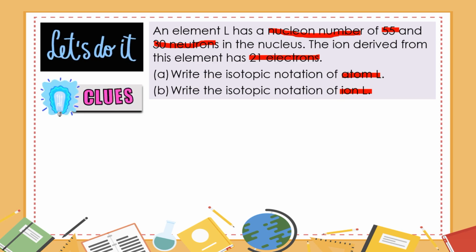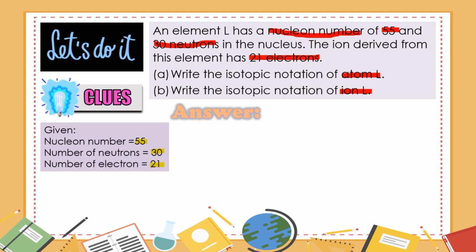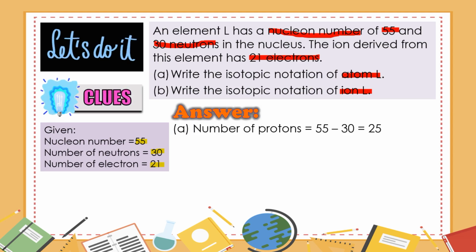So how can we calculate? It refers to the information given to you. The nucleon number is 55, number of neutrons 30, number of electrons 21. However, there is no proton number. So your first step is to calculate the proton number.